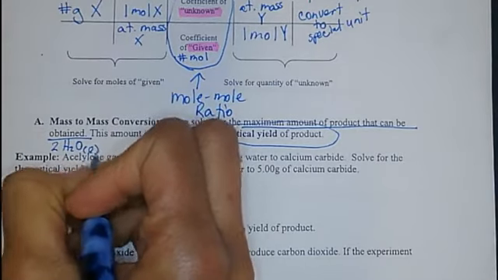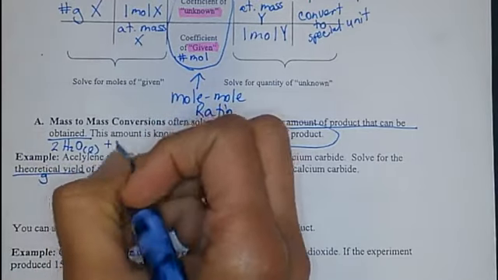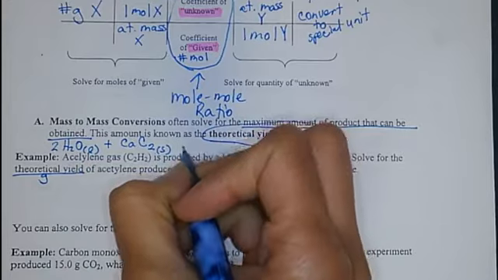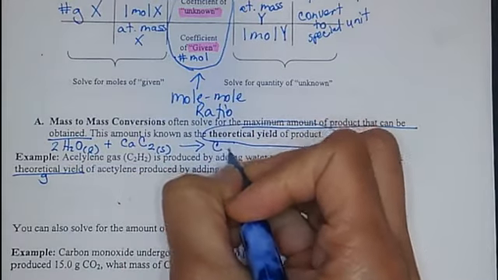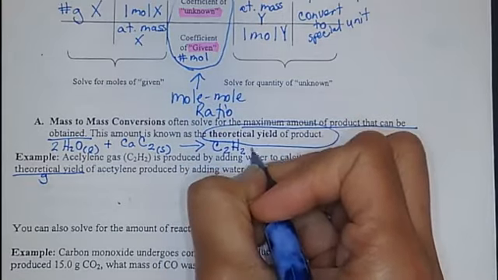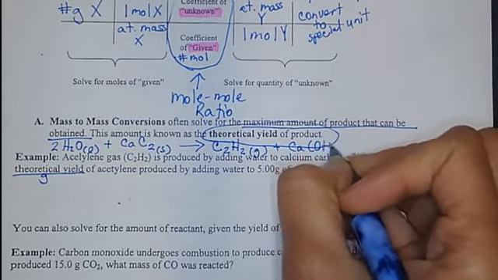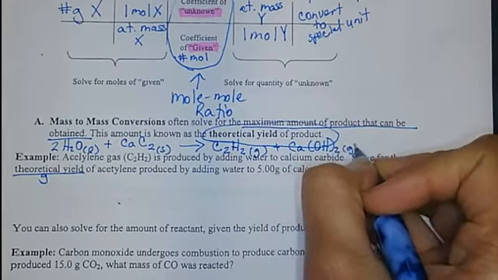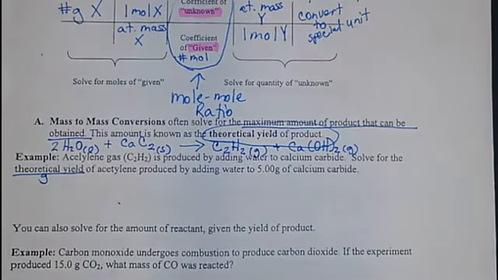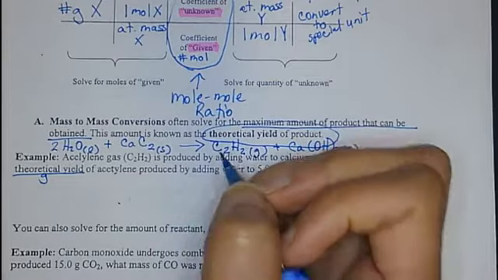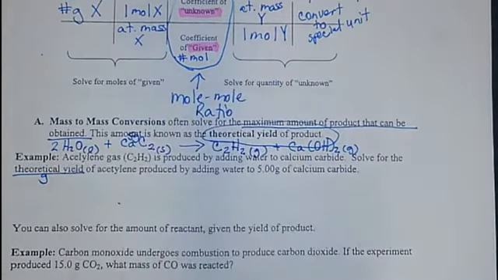2H2O liquid plus calcium carbide, and it's going to produce acetylene, which is a gas, plus calcium hydroxide, which is also in this case a gas. So in this equation, we start off with 5 grams of calcium carbide. That's given to us. And we are looking for how much of the acetylene gas is produced.